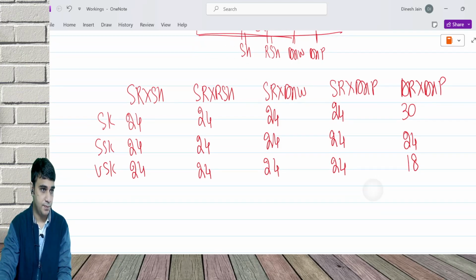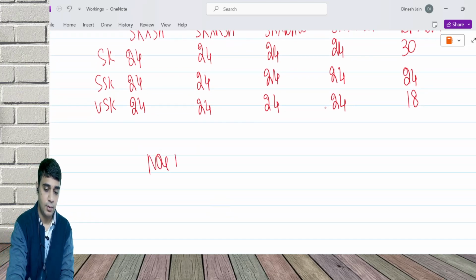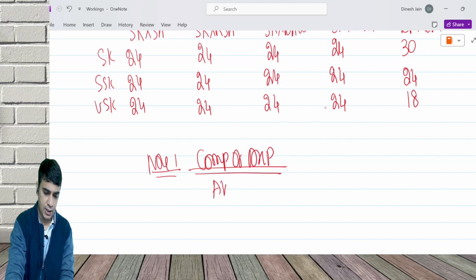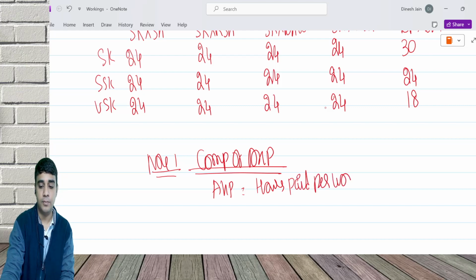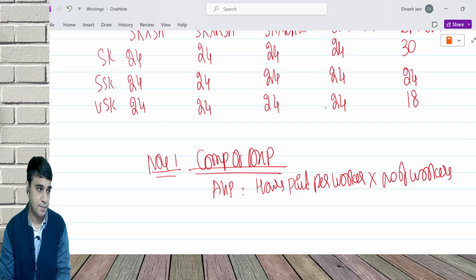Any doubts till this? Below this, note 1, computation of AHP. AHP equal to hours paid per worker into number of workers. Man hours concept. Hours paid per worker into number of workers. Man hours concept. AHP equal to hours paid per worker into number of workers.